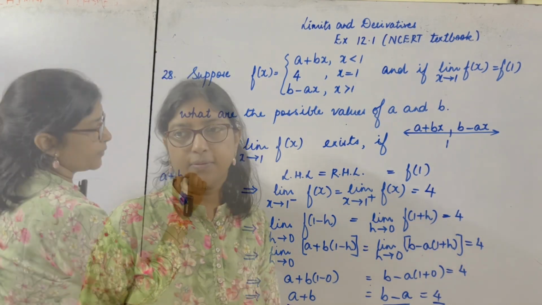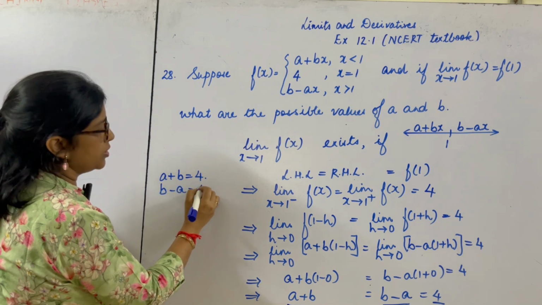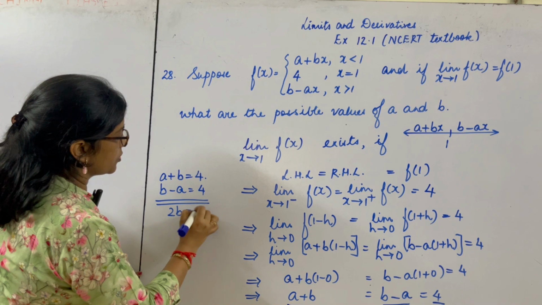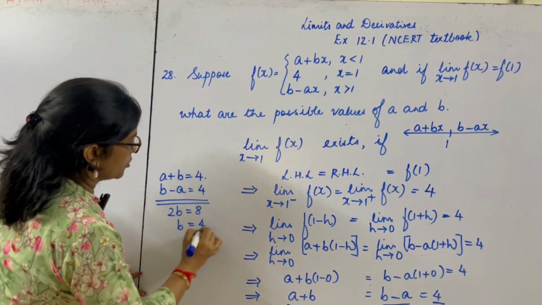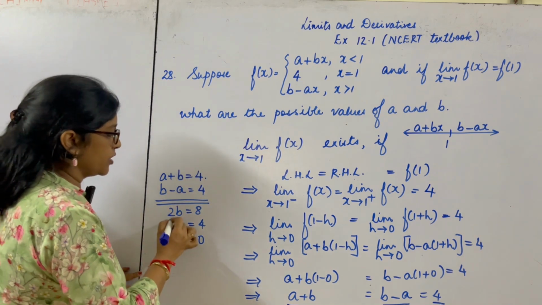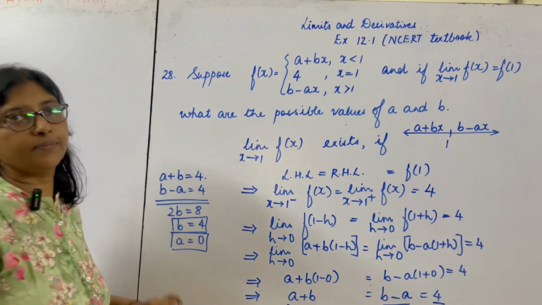So let's do that. A plus b is 4 and b minus a is 4. If we add both these equations, we have 2b is equal to 8. B being 4, a will be 0. Substitute b in one of these equations. So here are the values of a and b.